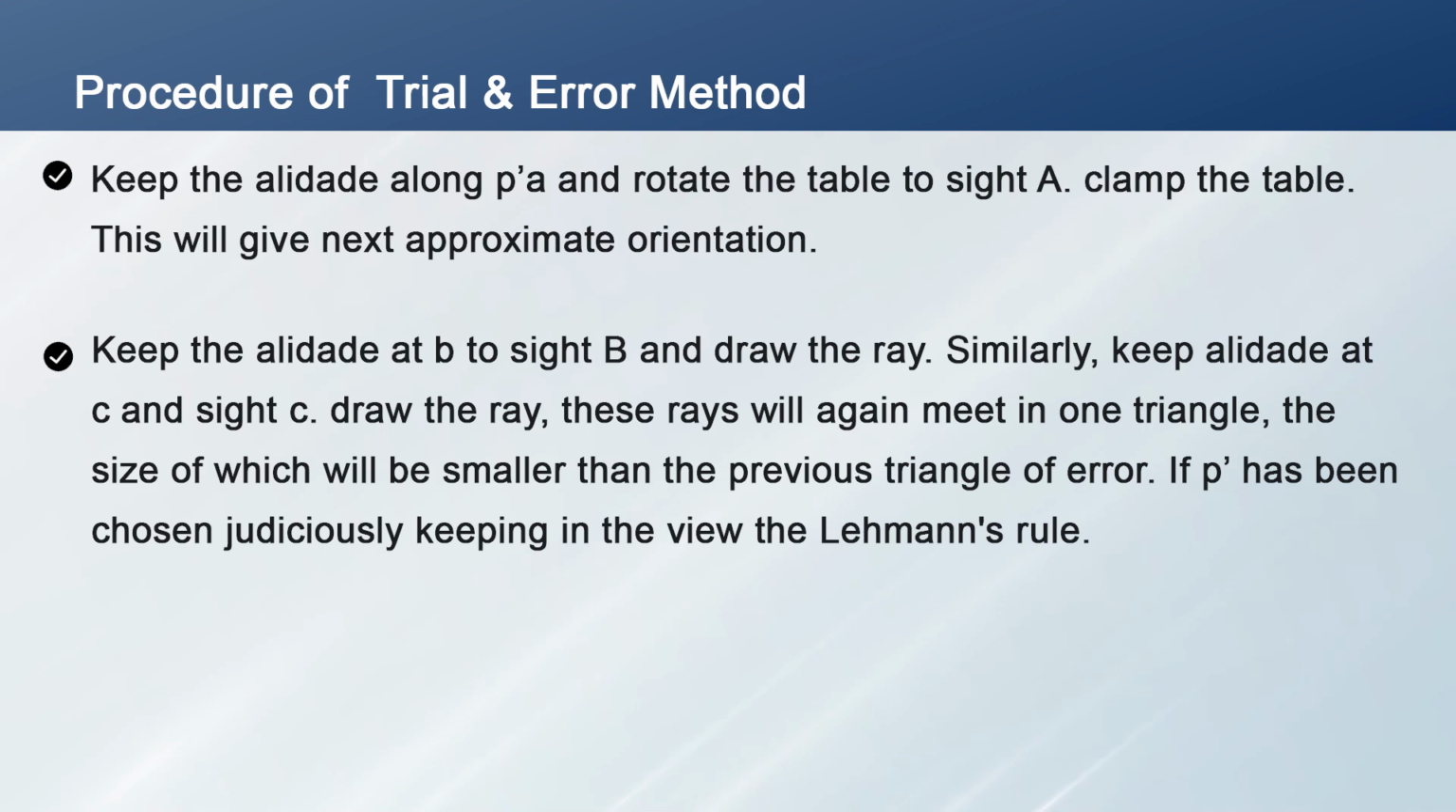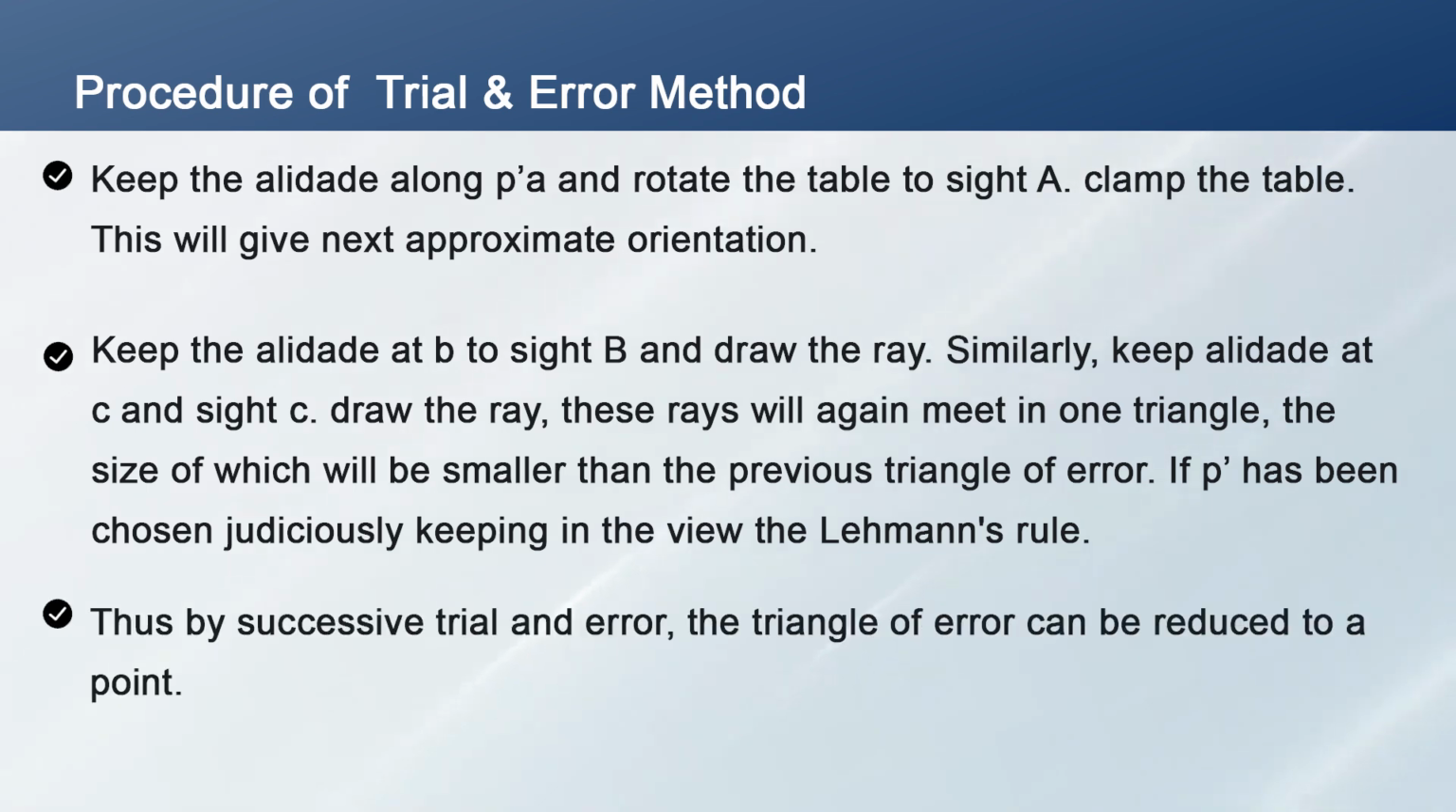Keep the alidade at small b to sight the station capital B and draw the ray. Similarly, keep the alidade at small c and sight capital C. Draw the ray. These rays will again form a triangle, the size of which will be smaller than the previous triangle of error, if P dash has been chosen judiciously, keeping in view Lehmann's rule. Thus by successive trial and error, the triangle of error can be reduced to a point.